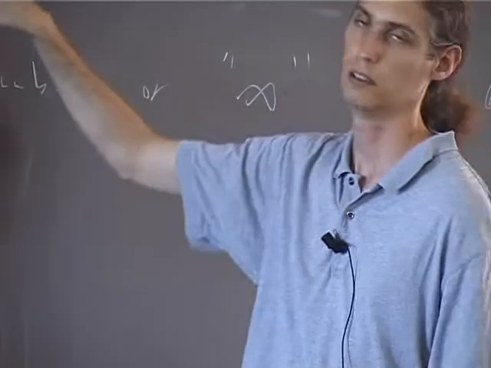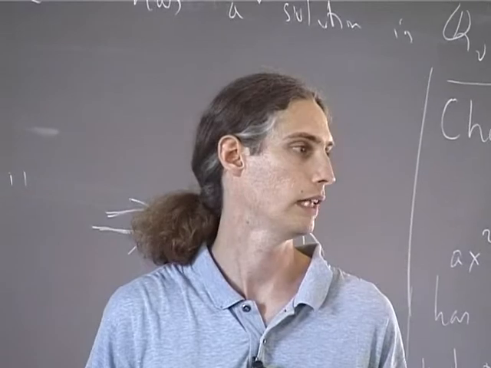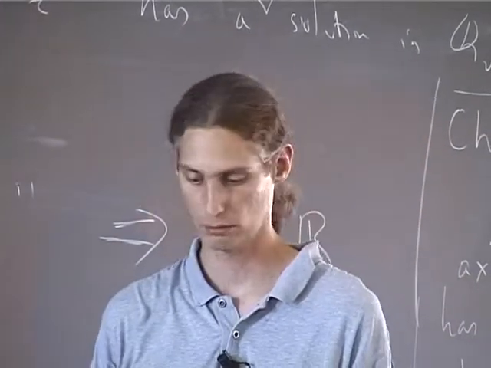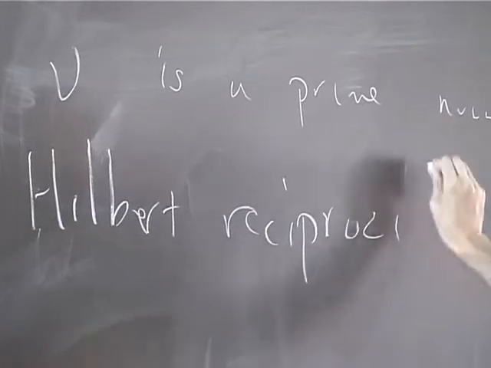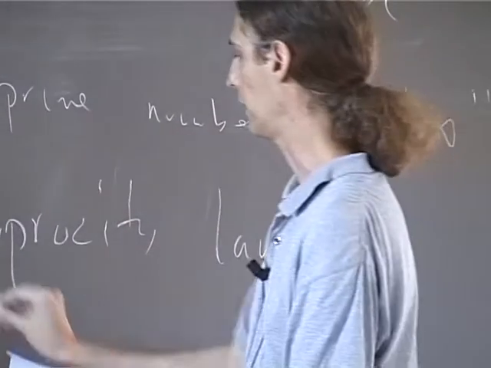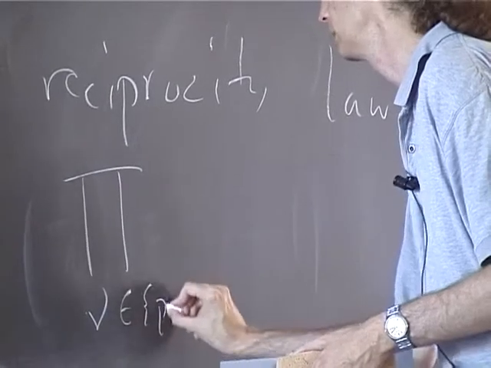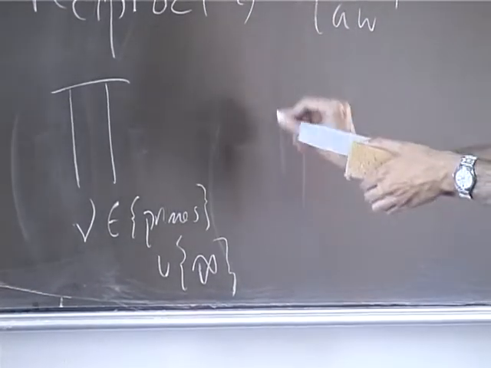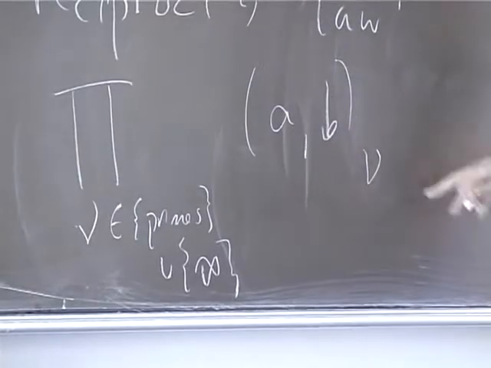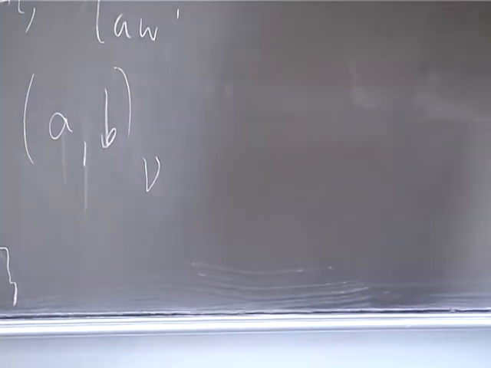Okay, so the point of this, the reason why I'm doing this, is just to give you a new language for talking about this sort of argument. So the Hilbert reciprocity law states that the product over all places, so this means primes as well as infinity, of the value of this Hilbert symbol, I mean, by this remark, there can only be finitely many primes for which it takes the value minus 1.